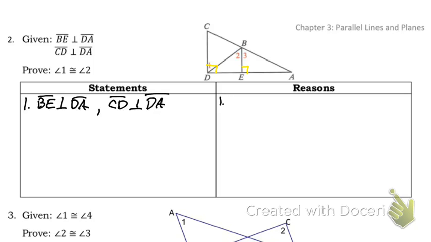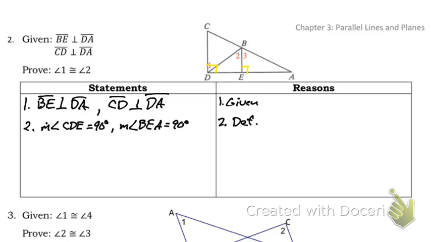So my first step was my given. My second step is going to be able to say that those two angles are actually 90 degrees. So I'm going to say measure of angle CDE equals 90 degrees, and I'm going to say the measure of angle BEA also equals 90 degrees. And that is the definition of perpendicular lines. That is, by definition, they equal 90 degrees. Are you okay so far?